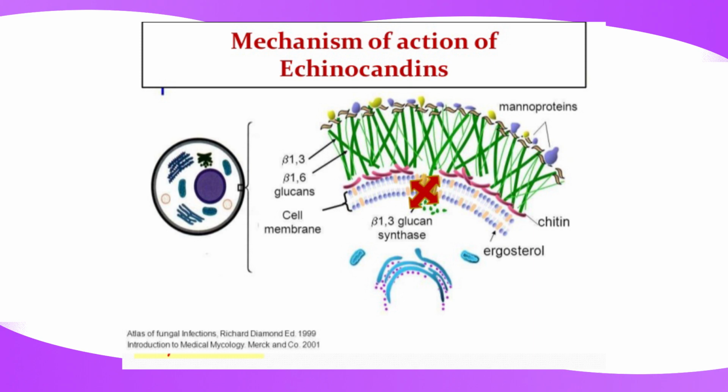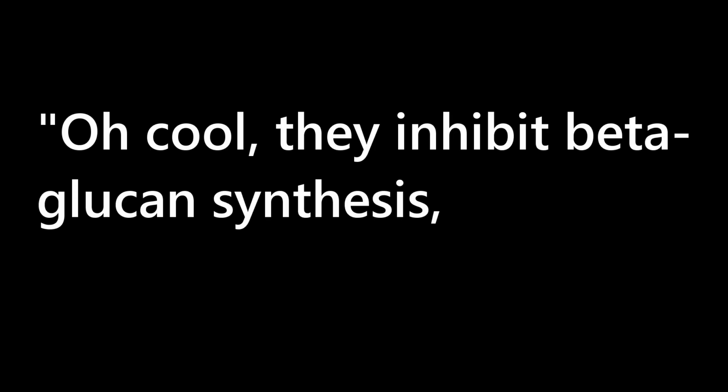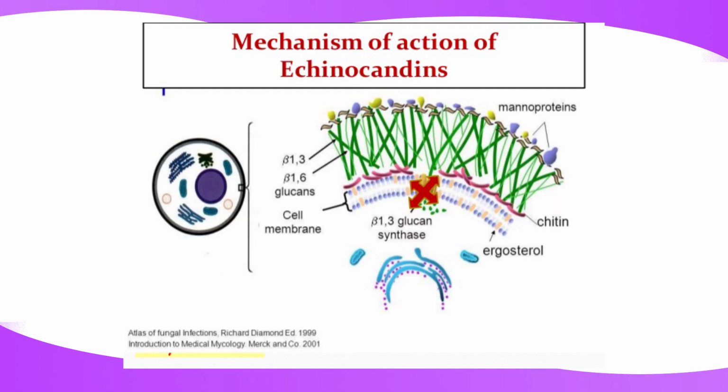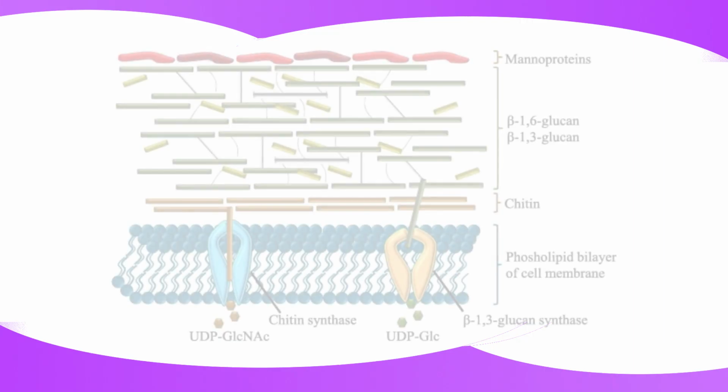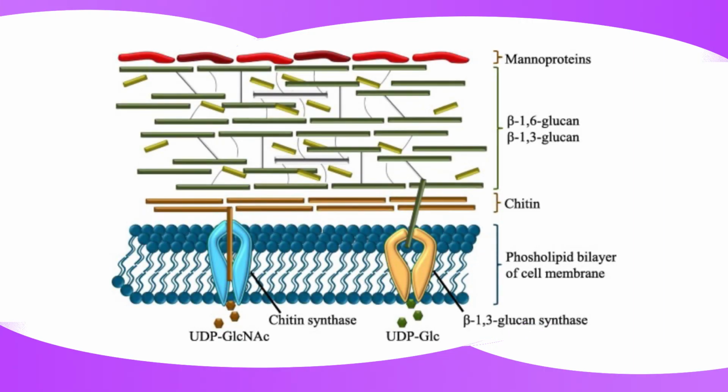Well, you can either take that information at surface value: Oh, cool, they inhibit beta-glucan synthesis, I'll just memorize that. Or some of you may ask, Hey, Pharmacist Films, what in the heck does that mean for the fungi? Excellent question, random student. Beta-glucans are a major component of fungal cell walls. Inhibition of their synthesis means that the fungal cell wall will be susceptible to osmotic forces, and then the fungal cell will lyse, and the cell will die.